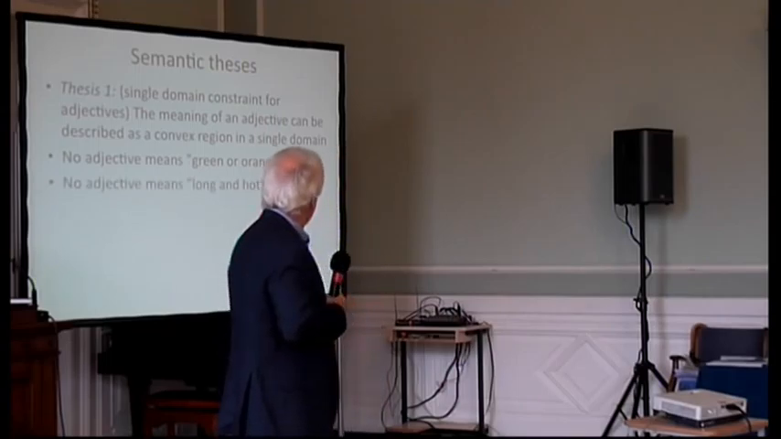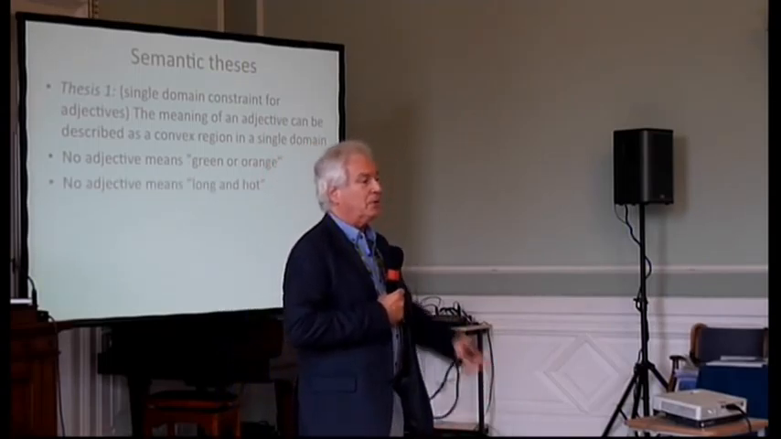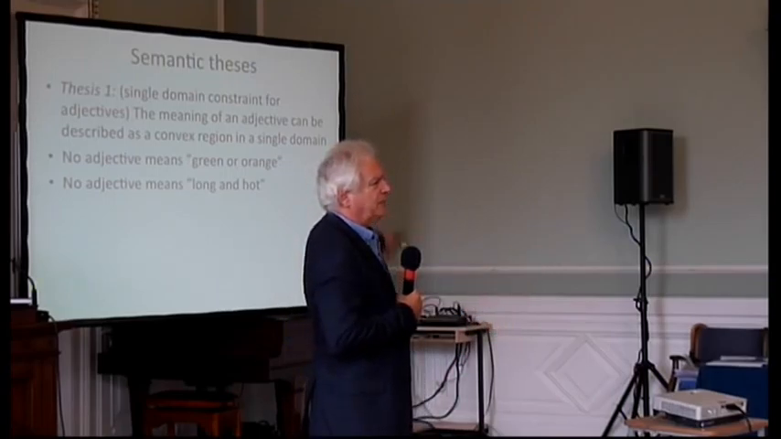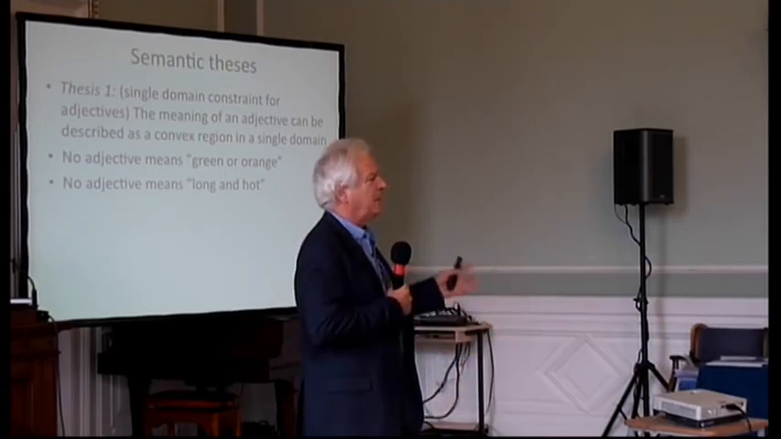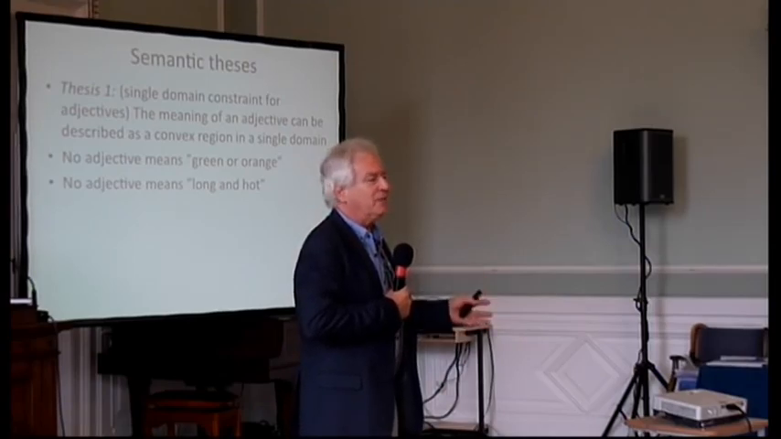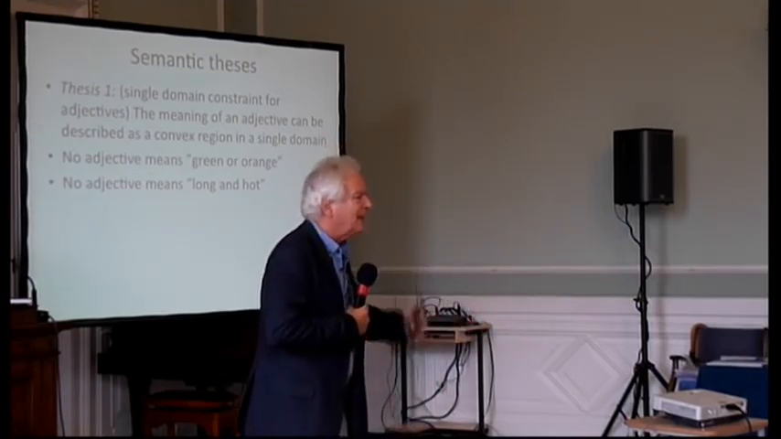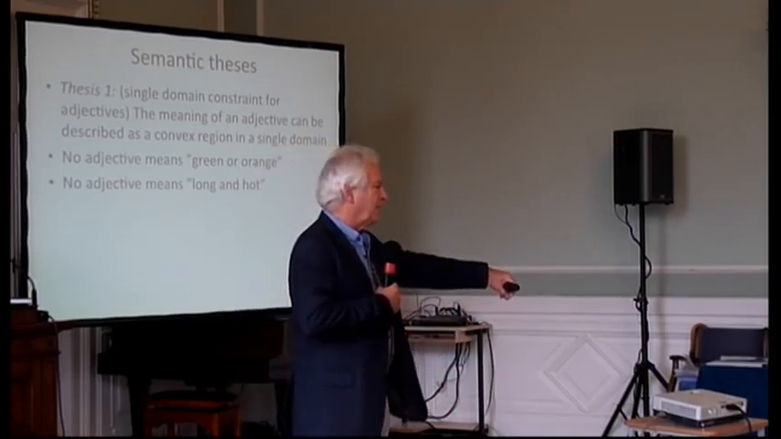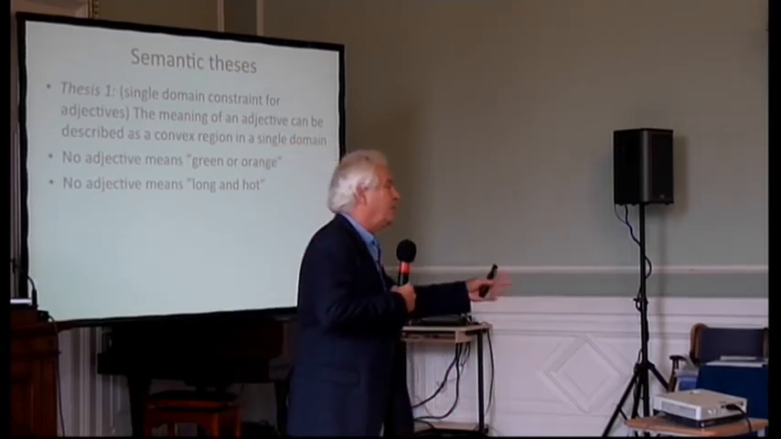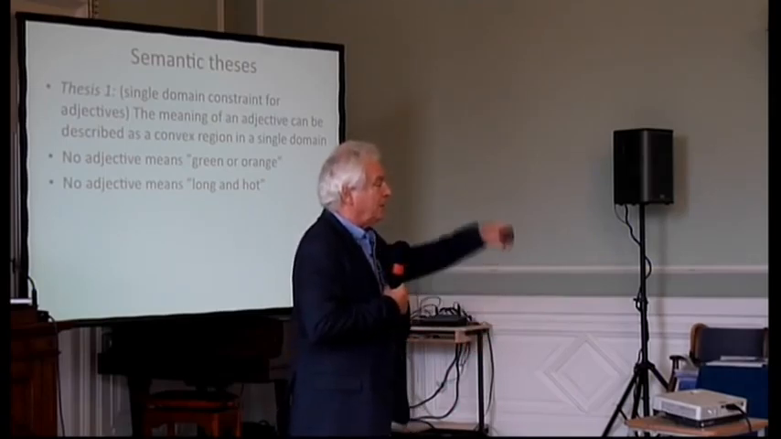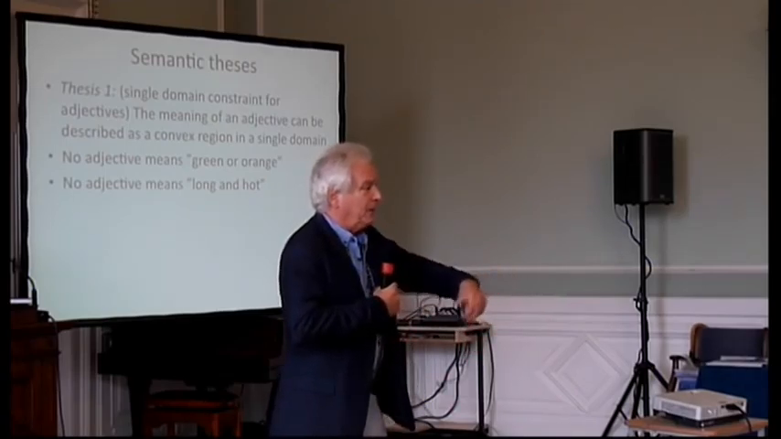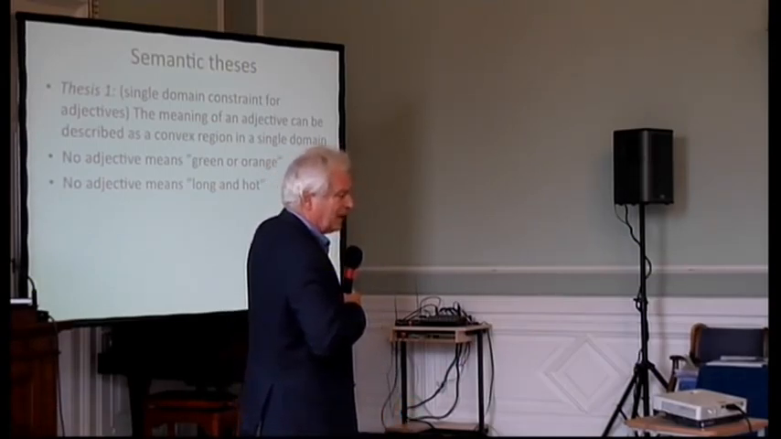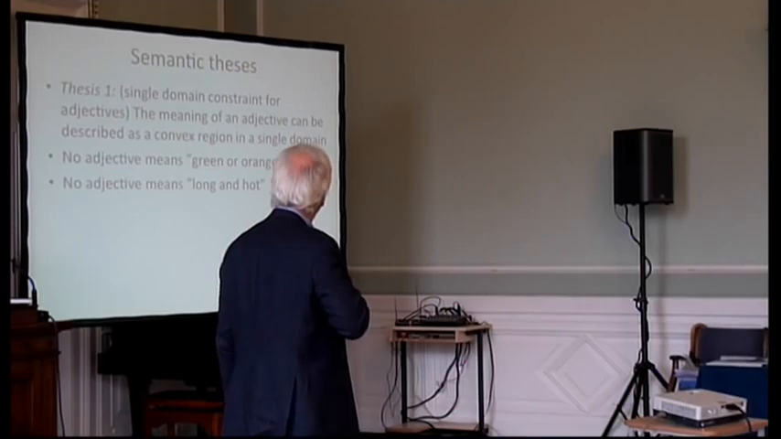There is no adjective that means long and hot, because that involves two domains. I'm not sure that this rule is 100% true. But it's okay if it's 90% true, because then it would still help kids pick out the meaning of an adjective. If they find a word marked as an adjective in their language, syntactically marked, then they know that it refers to some domain, and they have to pick out the right region of that domain. For most simple adjectives, I think this principle works.